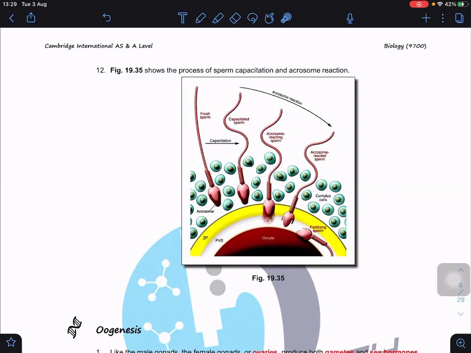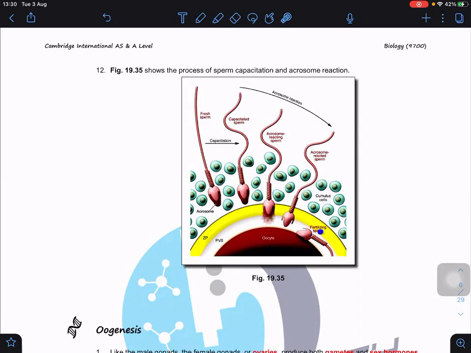When capacitation takes place, it makes the sperm cell more active so that they can swim. It provides more force for the sperm cell to enter and break through the zona pellucida. So in order to break the zona pellucida, the acrosome reaction takes place. The capacitated sperm cells will undergo the acrosome reaction, and then you can see that the cell enters the zona pellucida, attached to the surface antigen, allowing fertilization to take place.